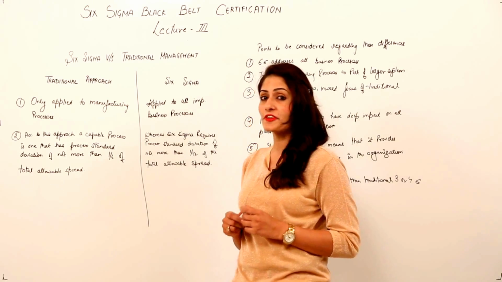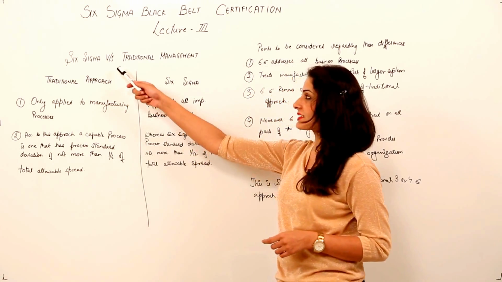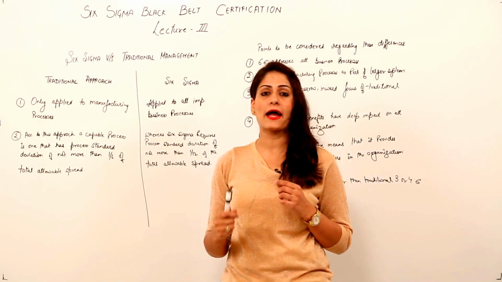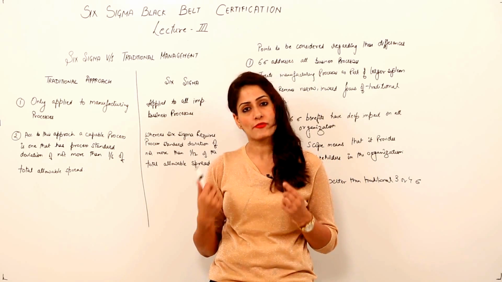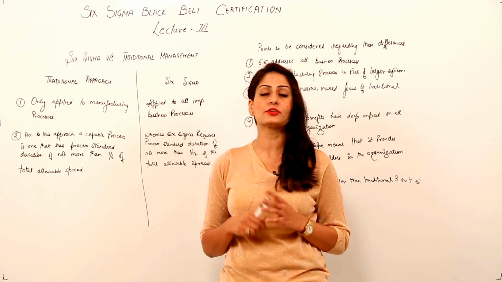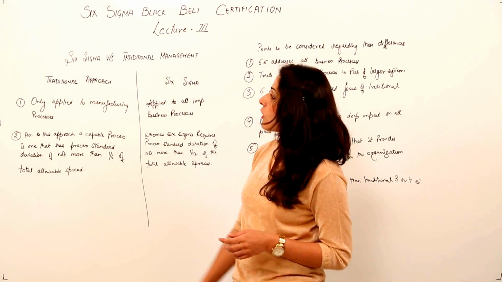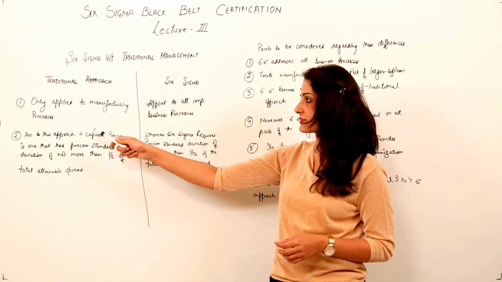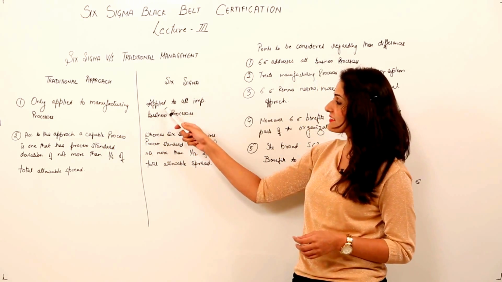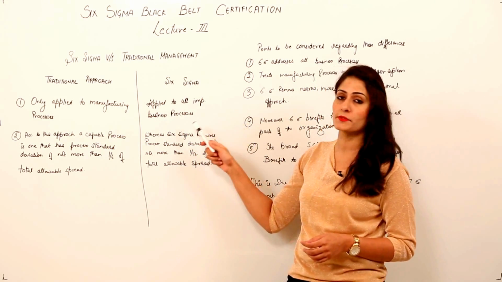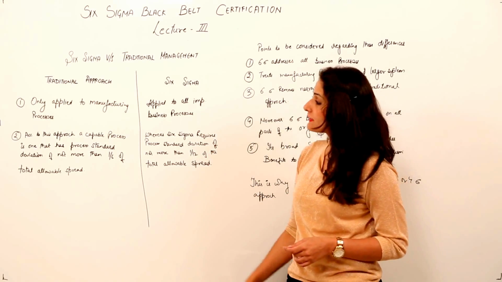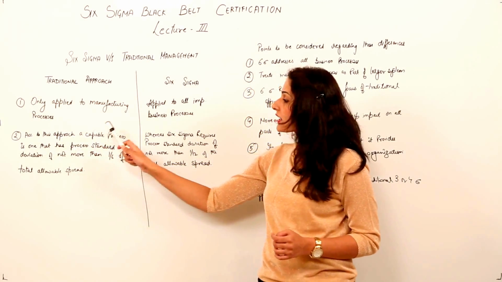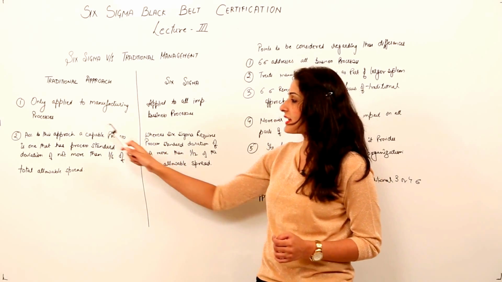Let's study differences between Six Sigma and traditional management. The differences between Six Sigma and the traditional management approach are profound, but here I have taken the two major differences. So, according to the traditional approach, it is only applied to manufacturing processes, whereas Six Sigma is applied to all important business processes.